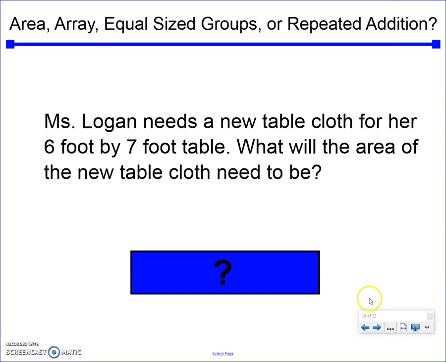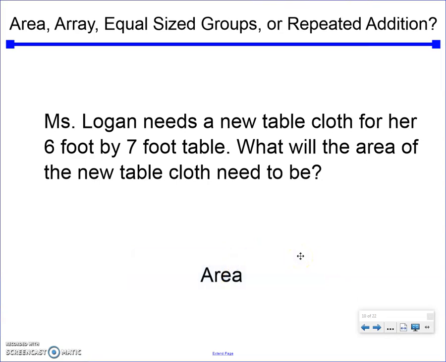What kind of story problem is this? You're right. This is clearly an area story problem because we're trying to find the area of the 6-foot by 7-foot tablecloth.